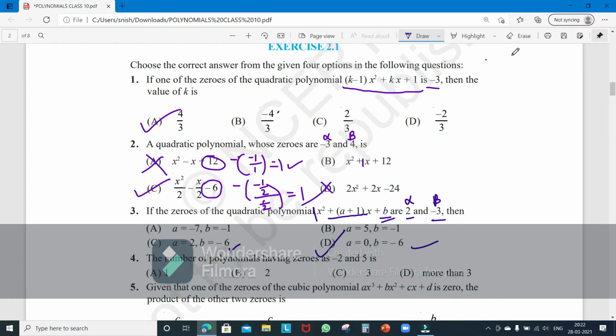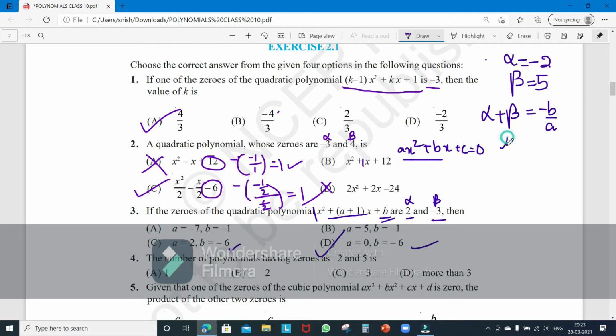Again, when you have two roots, alpha, which is minus 2, and beta as 5, the sum of the roots will be minus b by a, assuming that the polynomial that we are going to get is a into x square plus bx plus c. The product of the roots is going to be c by a. Substituting these, the sum of the roots is 5 minus 2, which is 3, so 3 equals minus b by a, and the product, 5 into minus 2, is minus 10, equals c by a.